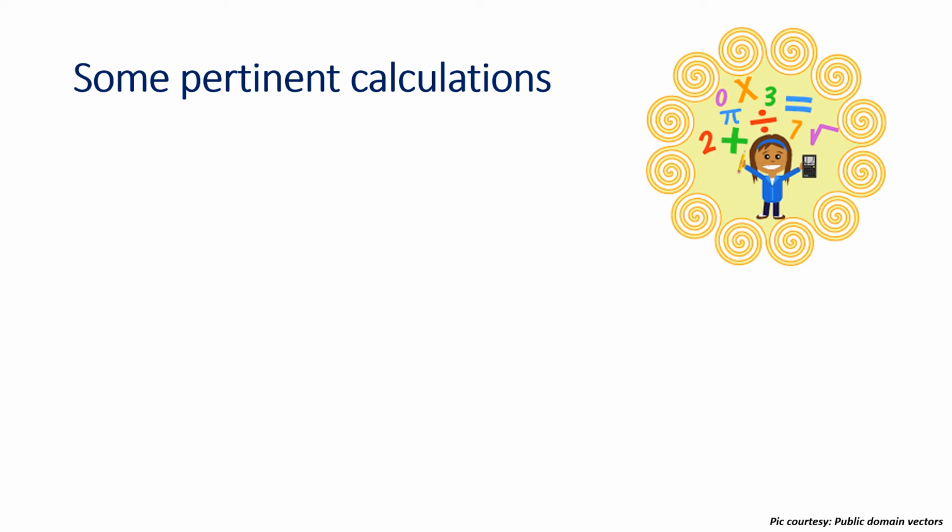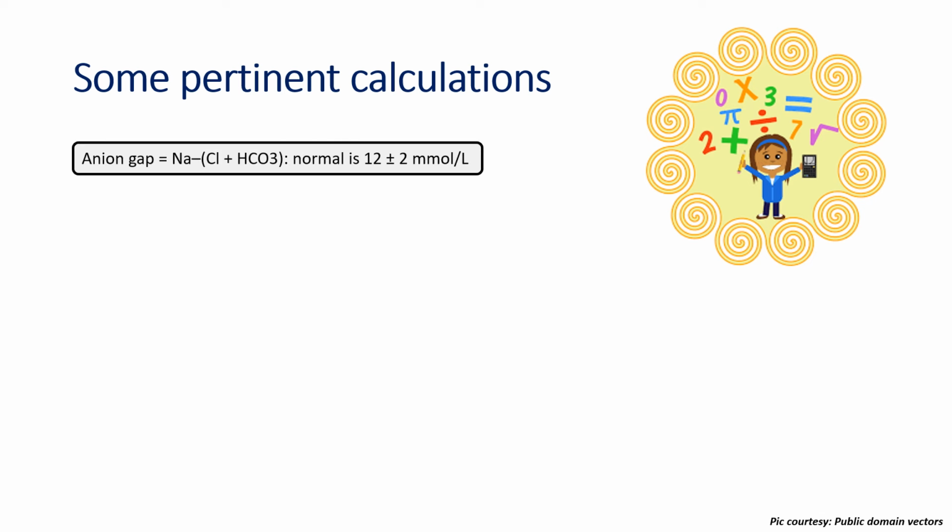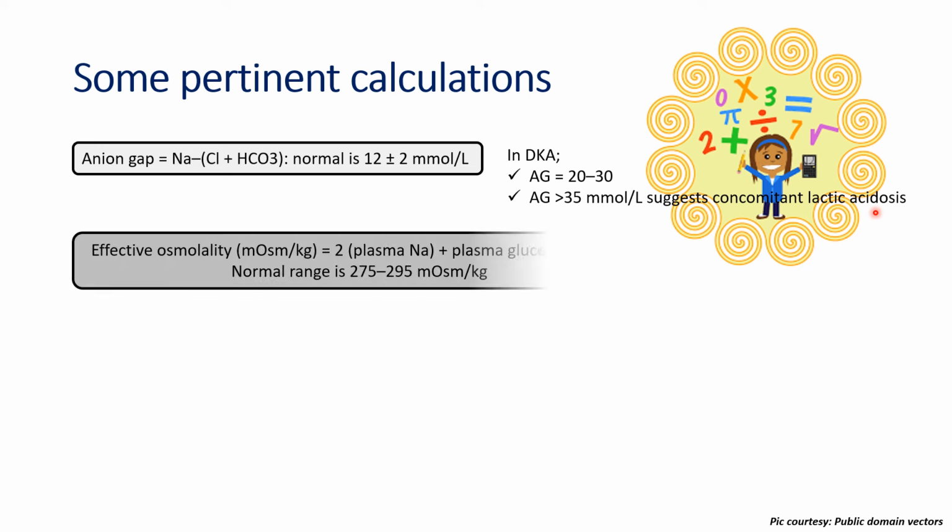There are some pertinent calculations in the management of DKA. First is anion gap, which is sodium minus chloride plus bicarbonate. Normal value is 12 plus minus 2 millimole per liter. In DKA, the anion gap is typically between 20 to 30, and in case the anion gap is more than 35 millimoles per liter, it suggests concomitant lactic acidosis and one must manage the same as well.